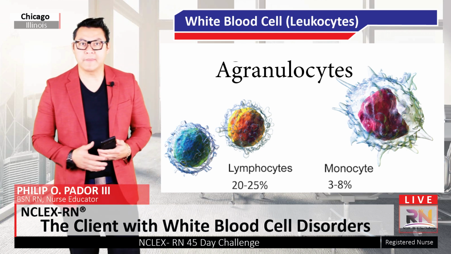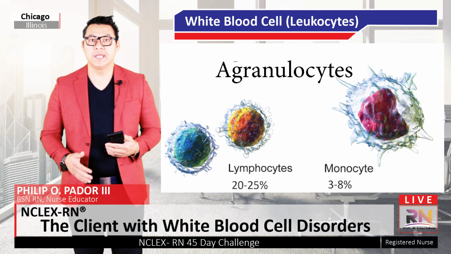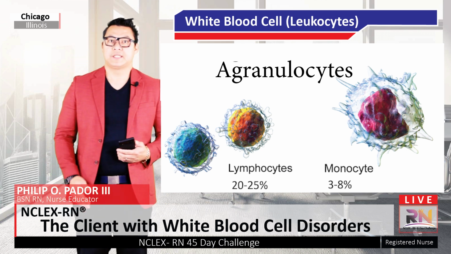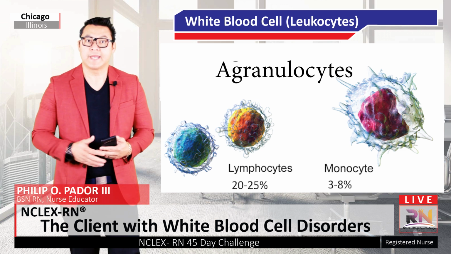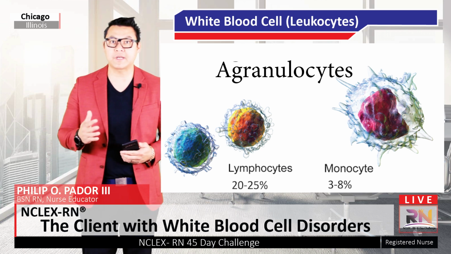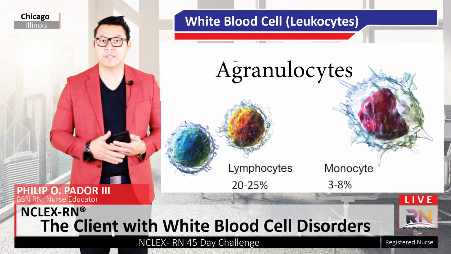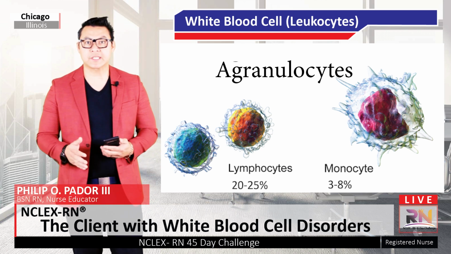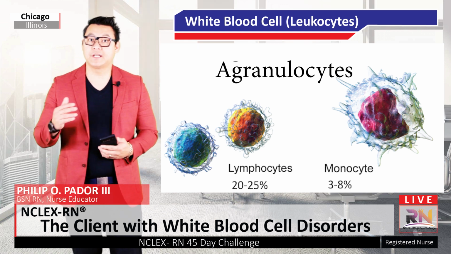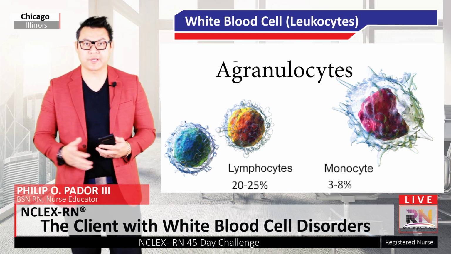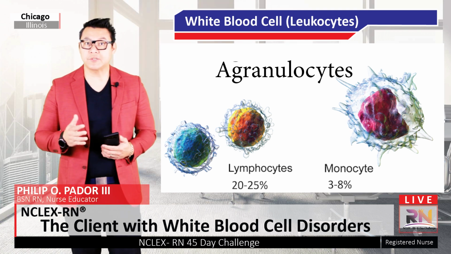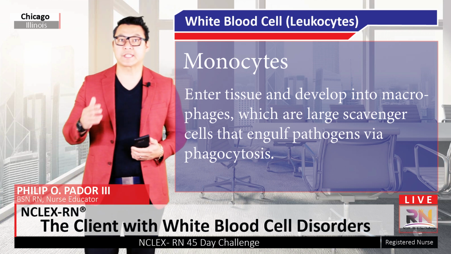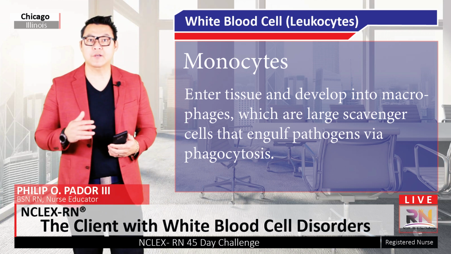Now monocytes ultimately differentiate into macrophages, and macrophages are the largest white blood cells of our body. They're very large phagocytic cells, and these scavenger cells move around our tissues and seek out different types of harmful agents, pathogens, bacterial cells, and so forth. They engulf them and then they destroy them. So monocytes enter tissues and develop into macrophages, which are large scavenger cells that engulf pathogens via phagocytosis.